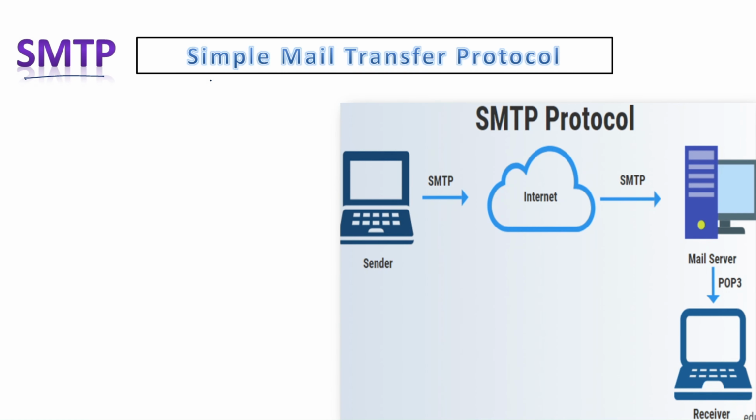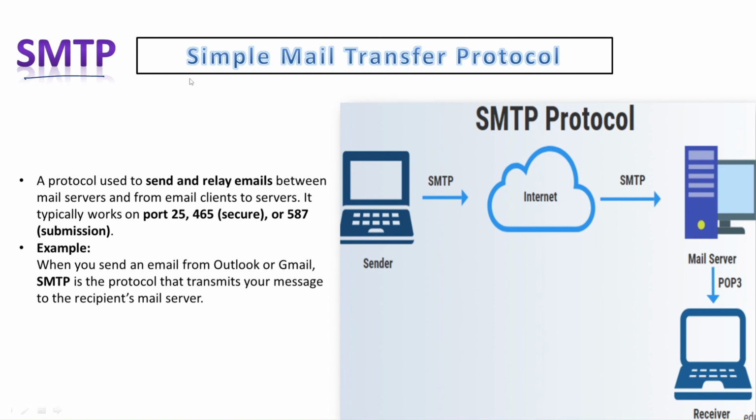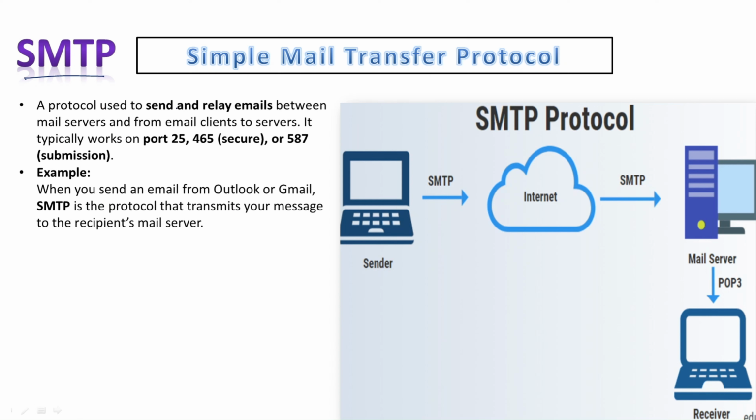SMTP, Simple Mail Transfer Protocol. It is a protocol used to send and relay emails between mail servers and from mail clients to servers. It typically works on port 25, 465, which is secure, or 587 for submission. Example, when you send an email from Outlook or Gmail, SMTP is the protocol that transmits your message to the recipient's mail server.